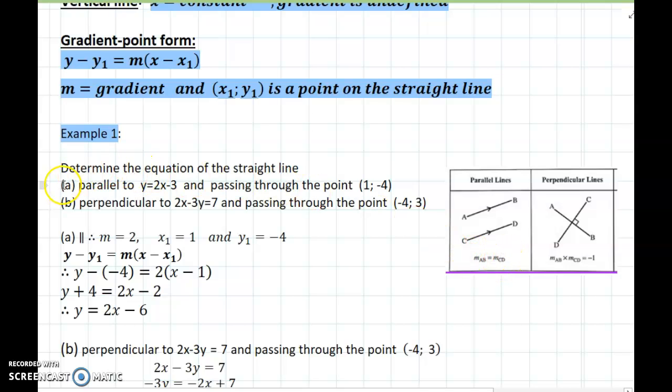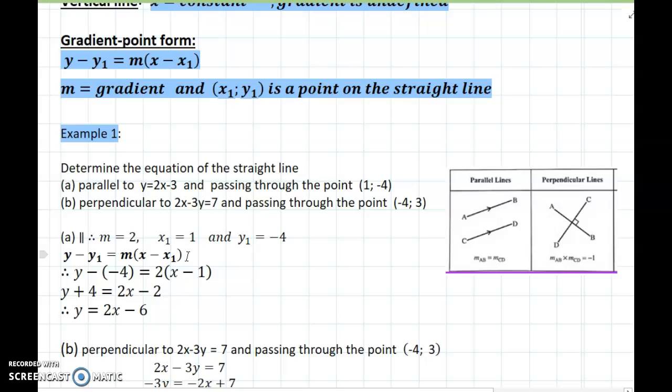So let's do A first. Determine the equation of the straight line. So we know that we need to use this format here. And what do we need? We need a gradient and we need a point on that line. It's parallel to that line, which means our gradient is also 2. Remember, this is gradient y-intercept form. And we do have a point. So there's my x1 and there's my y1. There's my equation of my line.